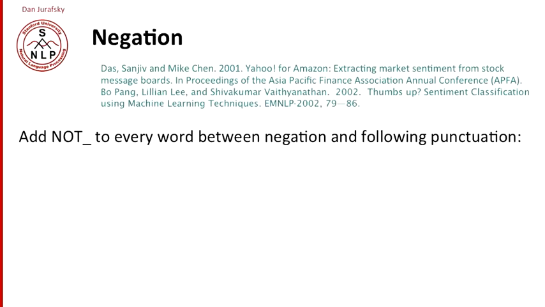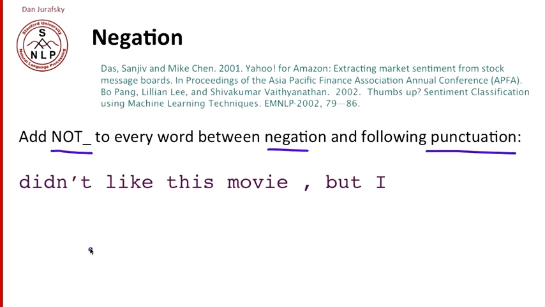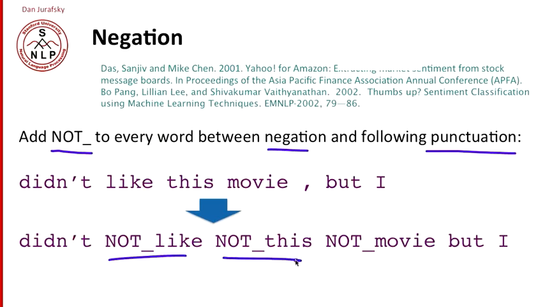Here's the simplest algorithm, first proposed by Das and Chen and used very frequently after that. We simply take the four letters, NOT underbar, and we prepend them to every word between the negation word and the following punctuation. So we have a phrase like didn't like this movie, comma, but I, and we turn that into didn't, NOT_like, NOT_this, NOT_movie. So now we've essentially doubled our vocabulary size. Every word could be itself or the word with NOT underbar prepended, and we're going to learn that these NOT underbar words, we've created words for negative sentiment, or for flipping the sentiment.